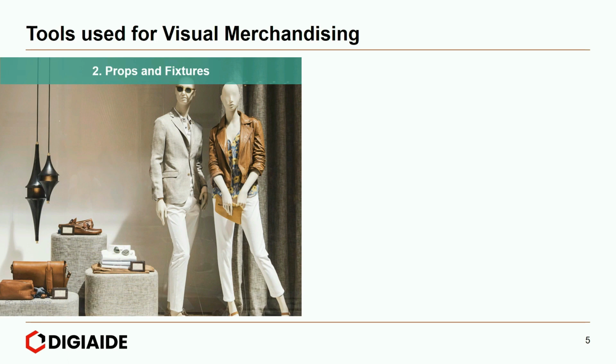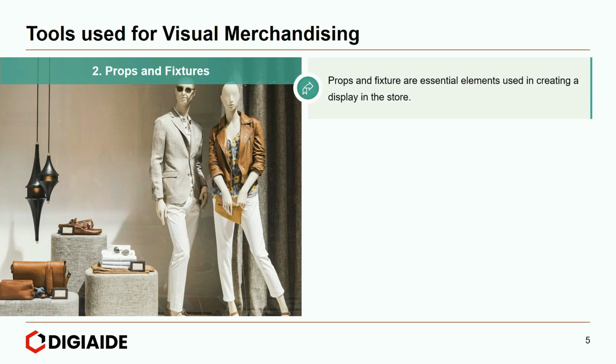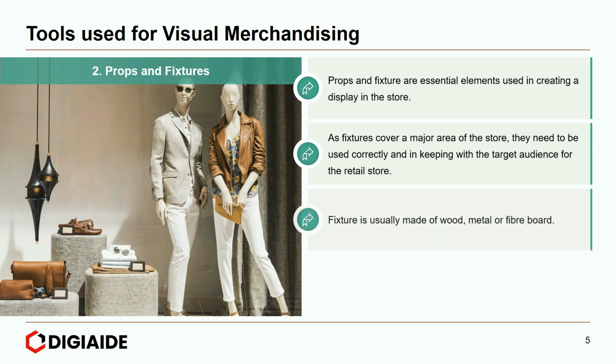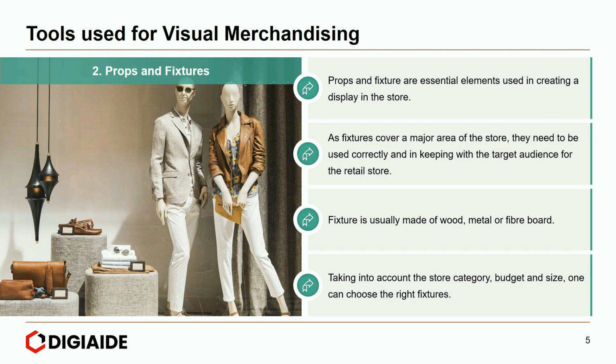Next, props and fixtures. Props and fixtures are essential elements used in creating a display in the store. As fixtures cover a major area of the store, they need to be used correctly and in keeping with the target audience for the retail store. Fixtures are usually made of wood, metal or fiberboard. Taking into account the store category, budget and size, one can choose the right fixtures.